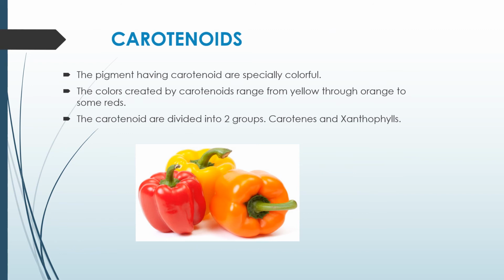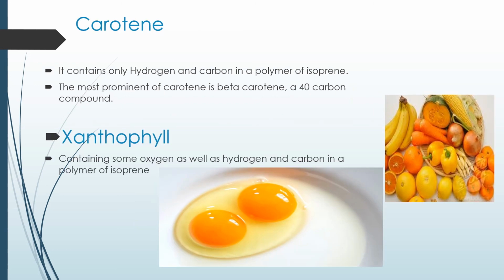Another pigment is carotenoid, which is known as a colorful pigment. The colors created by carotenoids range from yellow through orange to some reds. The carotenoids are divided into two groups, carotenes and xanthophylls. Carotenes and xanthophylls are different from each other because of their chemical difference. Carotene contains only hydrogen and carbon in a polymer of isoprene, and the most prominent carotene is beta-carotene, which has 40 carbon atoms. While xanthophylls contain some oxygen as well as hydrogen and carbon in a polymer of isoprene. So, in carotene there is only hydrogen and carbon, while in xanthophylls there is some oxygen as well.